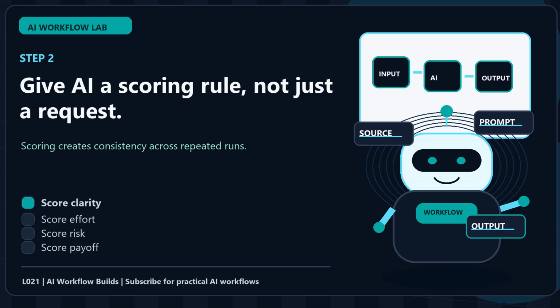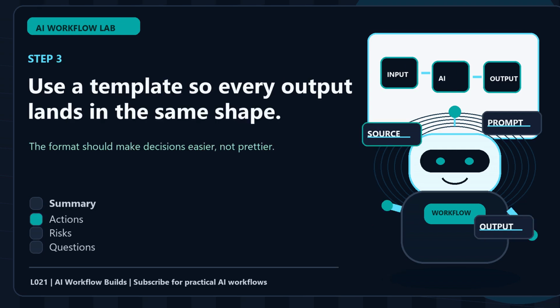Effort means the action is realistic for one person or a small team. Risk means there is a chance of wrong facts, bad assumptions, wasted time, or policy problems. Payoff means the action moves the user closer to the outcome. This is useful because AI will often give you too many ideas. A scoring rule turns a pile of ideas into a ranked list.